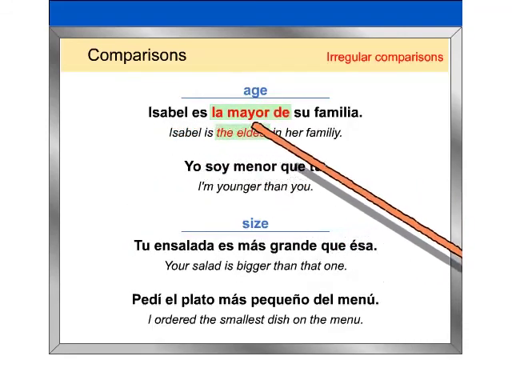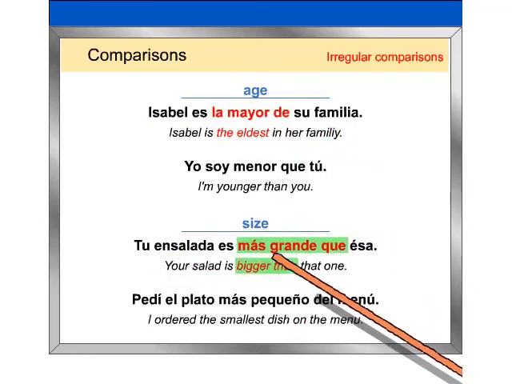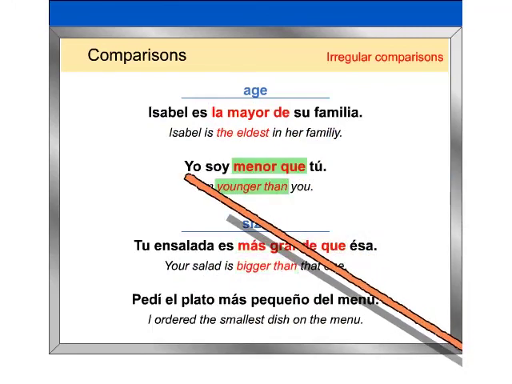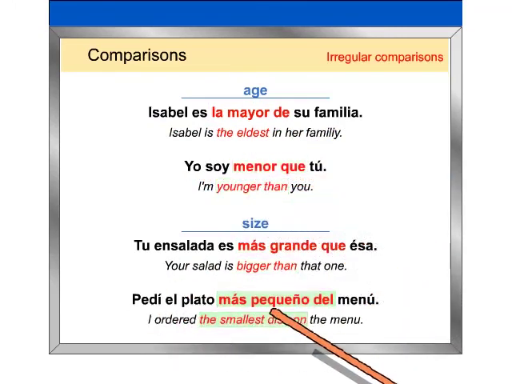Isabel es la mayor de su familia. Tu ensalada es más grande que esa. Yo soy menor que tú. Pedí el plato más pequeño del menú.